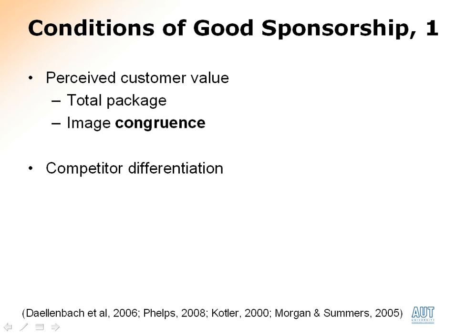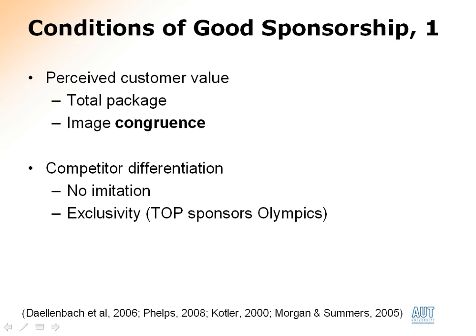Competitor differentiation. You can't do imitation. Just because your competitor has sponsored a soccer team, you can't go and sponsor a soccer team as a me too. That's never going to work. You actually need to make sure that you're doing something that's uniquely for you and aligned with your brand. It needs to be exclusive. Whatever it is needs to provide some exclusivity to your brand, such as like the top sponsors for the Olympics.